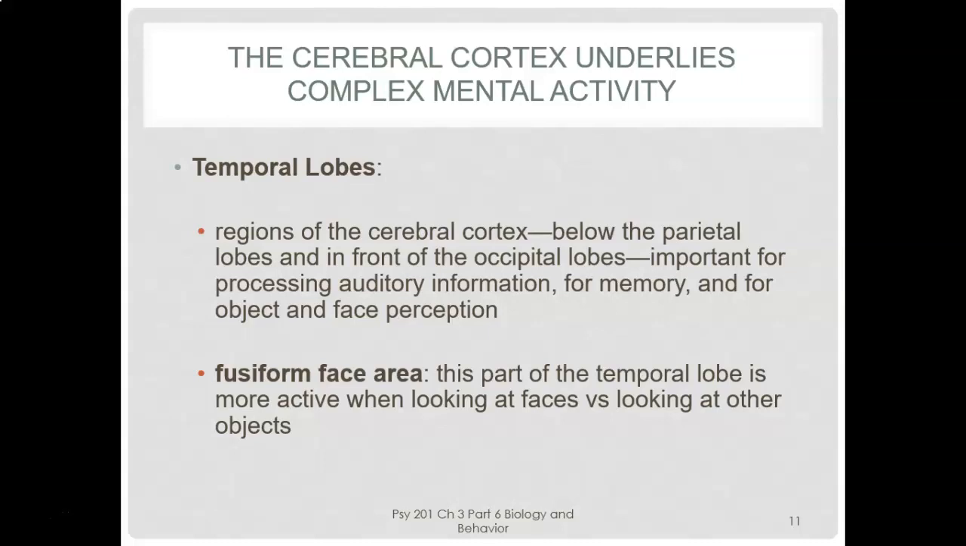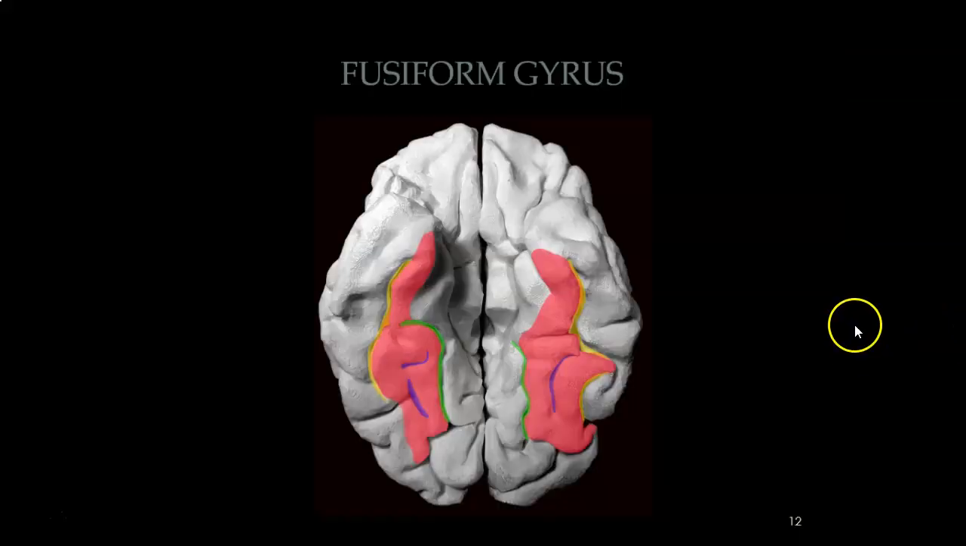Now, on the temporal lobe, you have the fusiform face area. And this part of the temporal lobe is more active when we're looking at faces versus looking at other objects. So here we have the fusiform gyrus, the fusiform facial area. And it's on the underside of both temporal lobes. You have a right temporal lobe and a left temporal lobe. And these areas of the brain show increased activity when you're looking at faces versus looking at other objects.